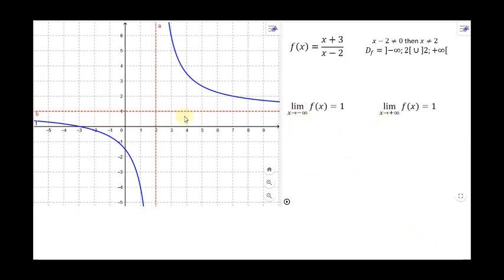Now we have seen this result graphically. So what is a horizontal asymptote? A horizontal asymptote is a horizontal line that the function approaches. But how can we get this result by calculation?